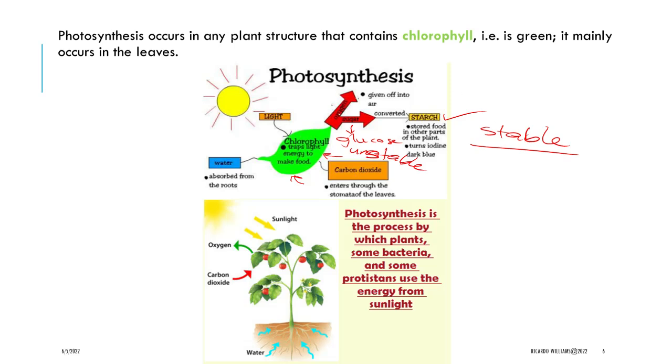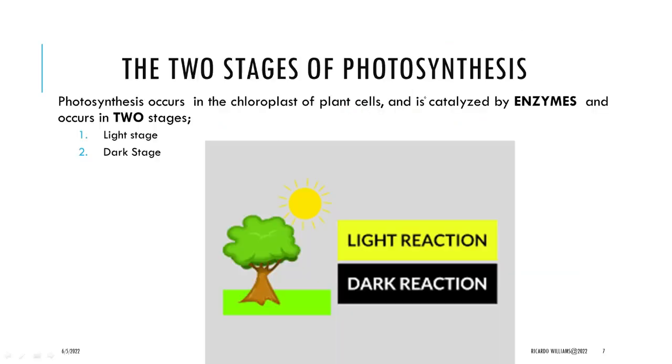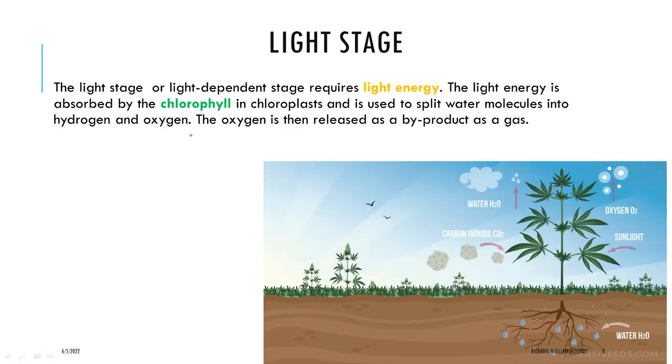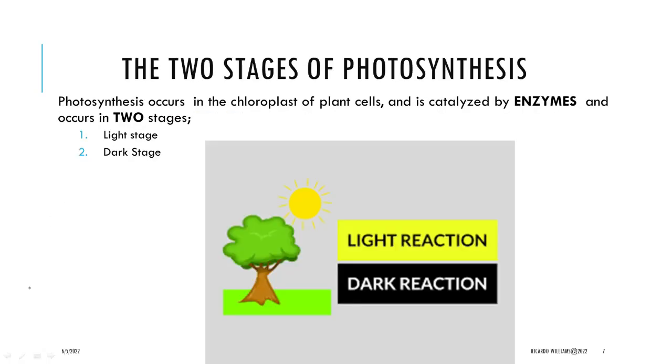Now, the excess oxygen, as we stated before, will diffuse out of the leaf into the atmosphere. So that is the basis of the process of photosynthesis. Now, even deeper, looking at how the process actually works, it is divided into two stages. We have the dark stage and the light stage.